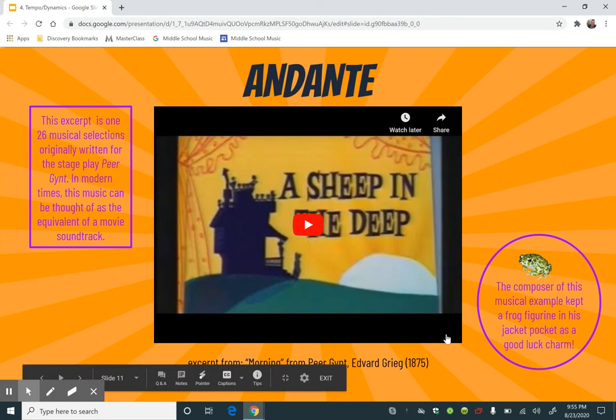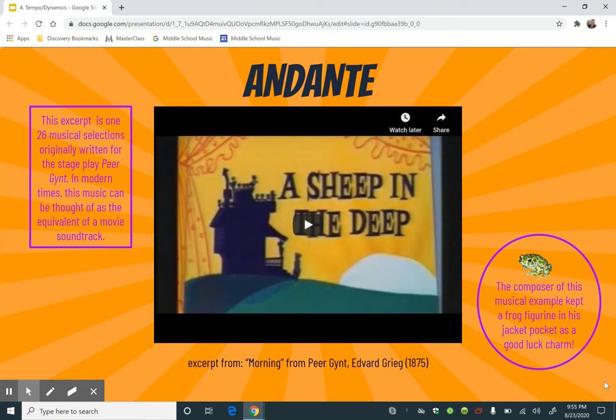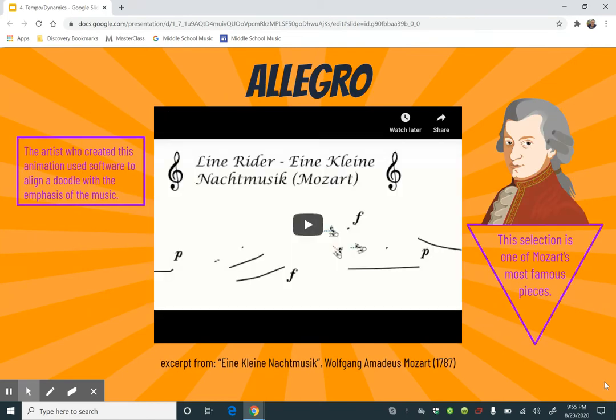All right, I'll give you a second to peek for the fun fact before we go to the next slide. And we'll listen to an excerpt that is marked Allegro, a quick tempo.